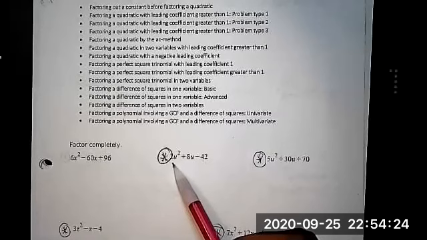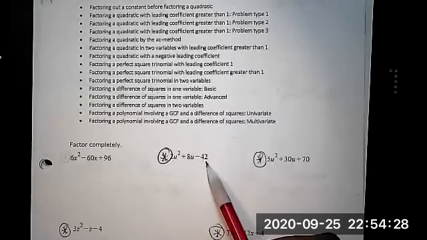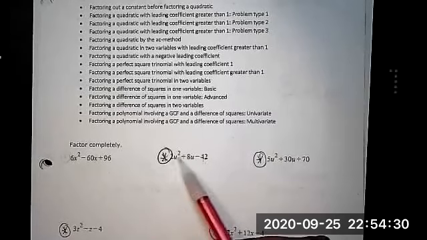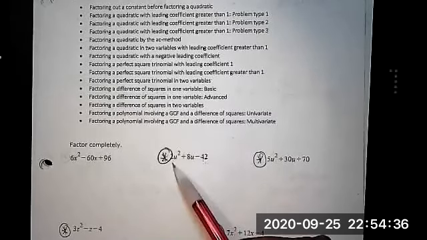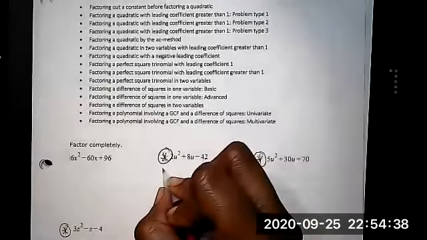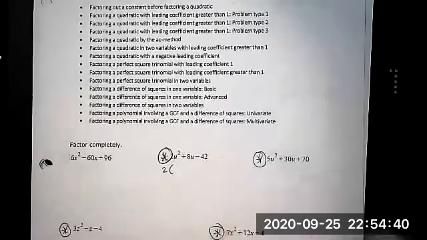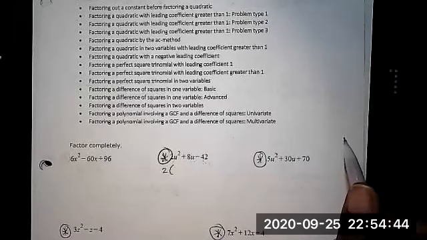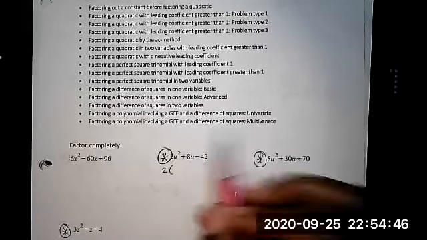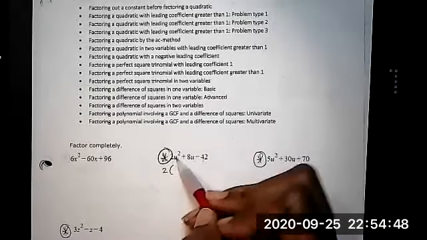So let's say for this one, this is 2u squared, 8u, and 42. All of these are even numbers, so you know for a fact that it at the very least has a 2. But it has to be the greatest common factor, and it looks like it is 2. So we're going to take 2 and put it up front. You cannot skip the greatest common factor. You got to factor it out first. So in this case, it's 2.